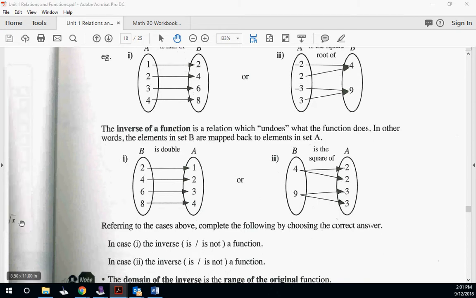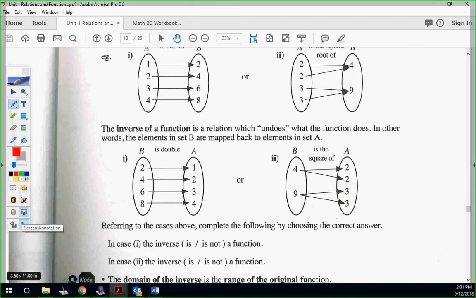That's what I'm talking about. You're looking for these little splits right there. Those are splitting, which tells us not a function. Down here in the notes, in case 1 the inverse of the function is a function, this one. In case 2, it is not a function on the inverse. Pretty straightforward, not too bad.